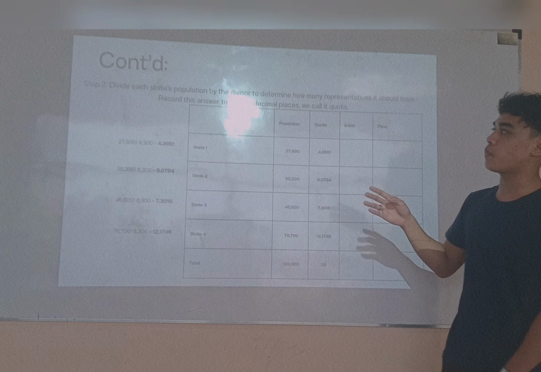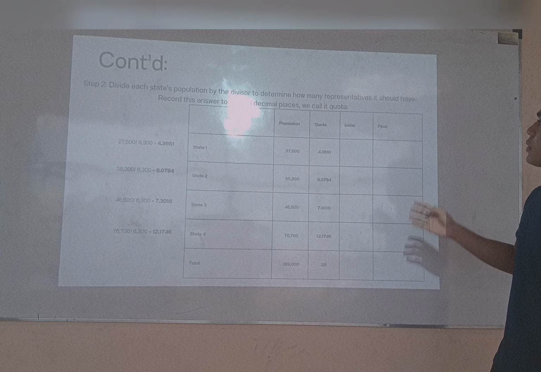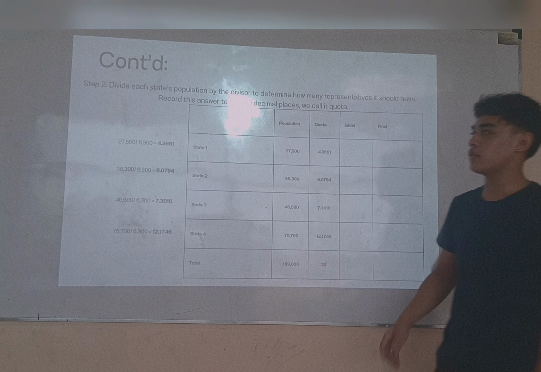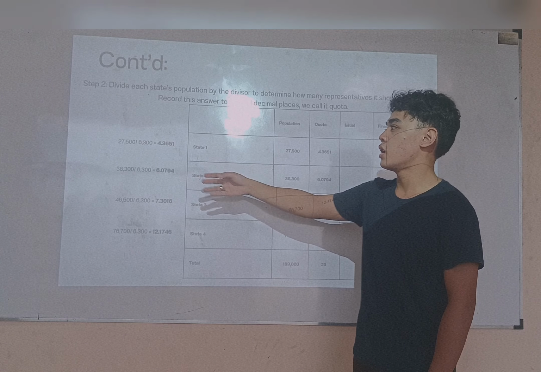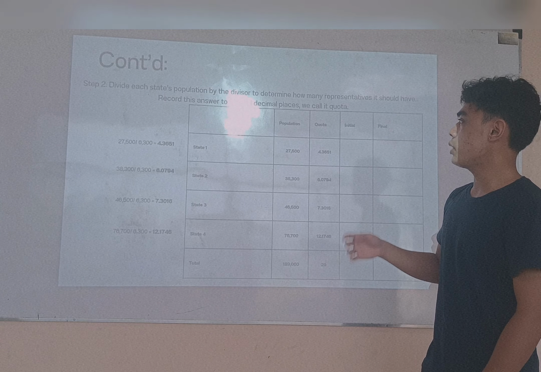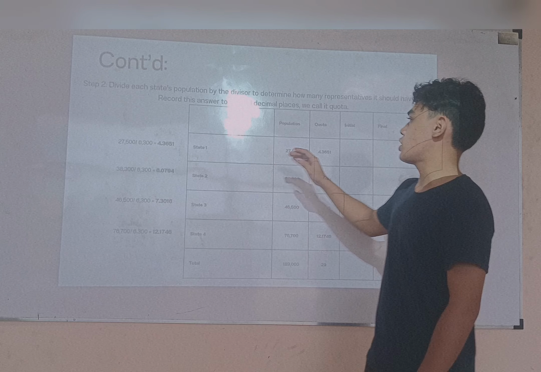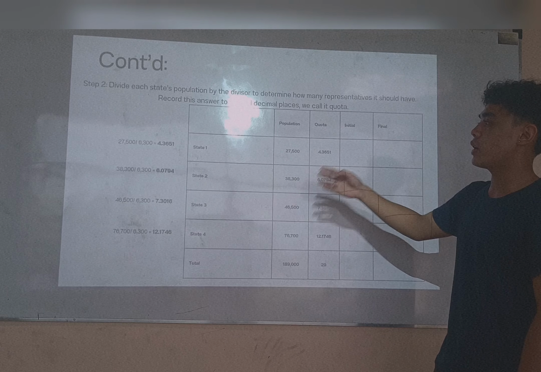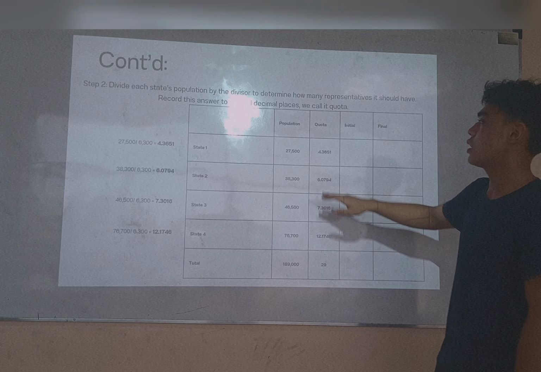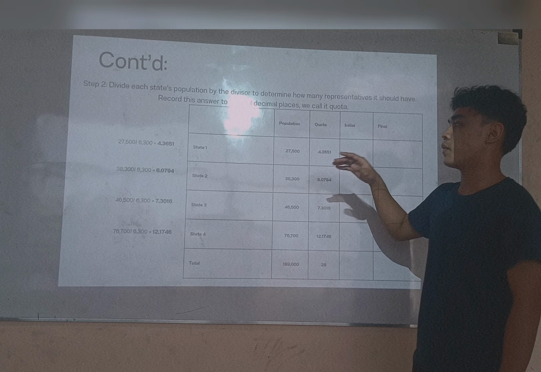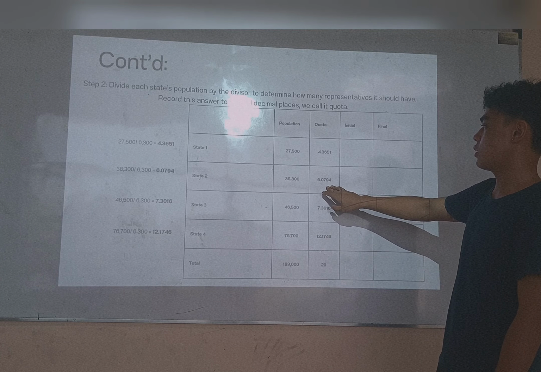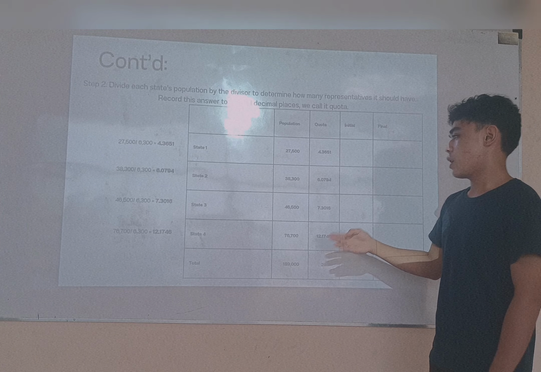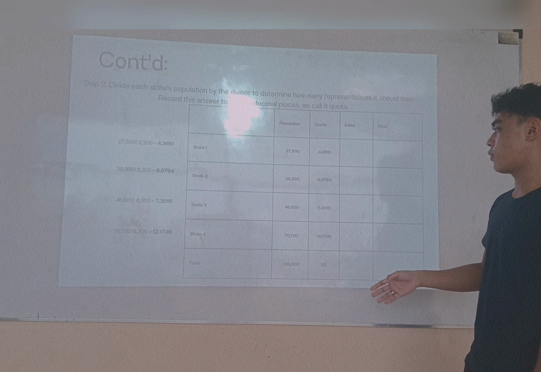Step 2. Divide each state's population by the divisor to determine how many representatives it should have. Record this answer to several decimal places; we call it the quota. Our divisor earlier is 6,300, so we need to divide the population by our divisor. So our population 27,500 divided by the divisor 6,300 will get the answer 4.3651. In state 2, the same process, we'll get 6.0794, state 3, 7.3016, and state 4, 12.1746.